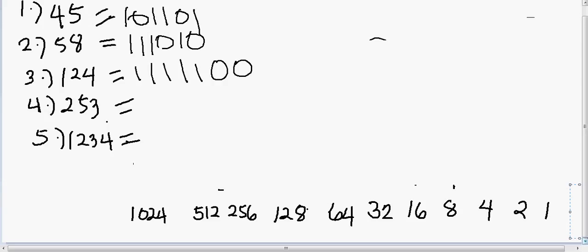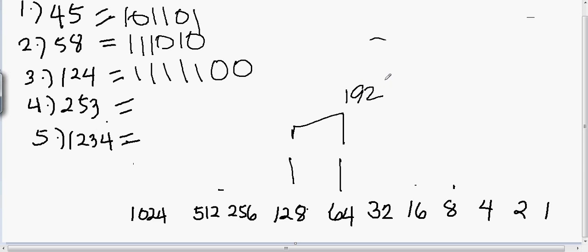Right, I got it. Alright, so let's put one here. So 128. What number can we add to 124 which will not go over 253? So can we use 64? Okay, let's add 128 to 64. Okay, so we can get 192. So yes, we could use it.